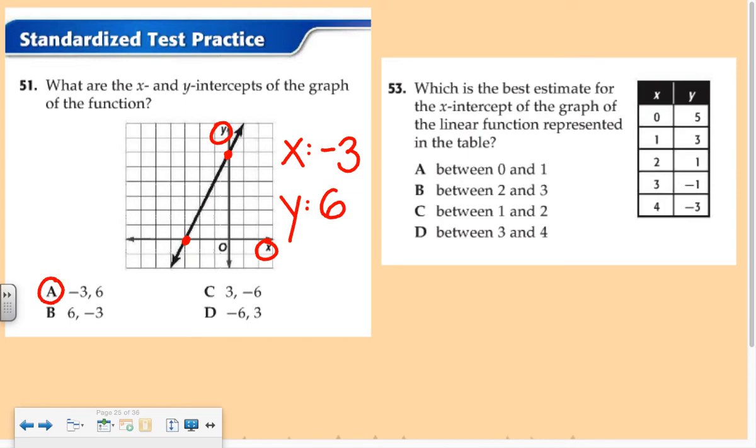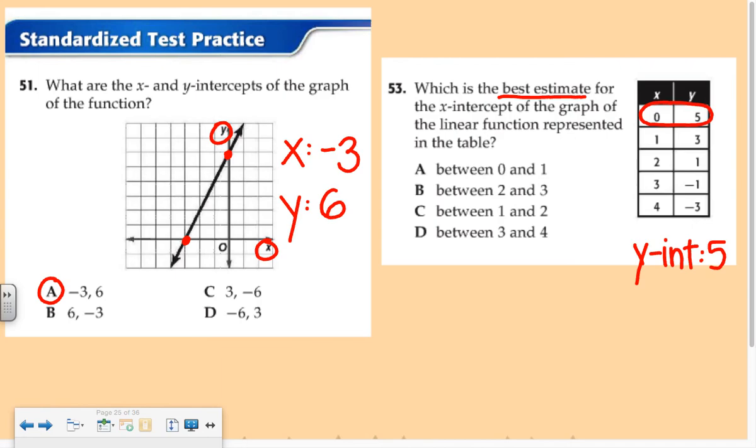Letter A. And then number 53, which is the best estimate for the x-intercept of the graph of the linear function represented in the table. So you guys notice that they say best estimate. Here's why they say estimate. Because if you look here, we have the y-intercept, which is 5 in the table, but we don't have an x-intercept. We would need to know what it is if our y was 0.